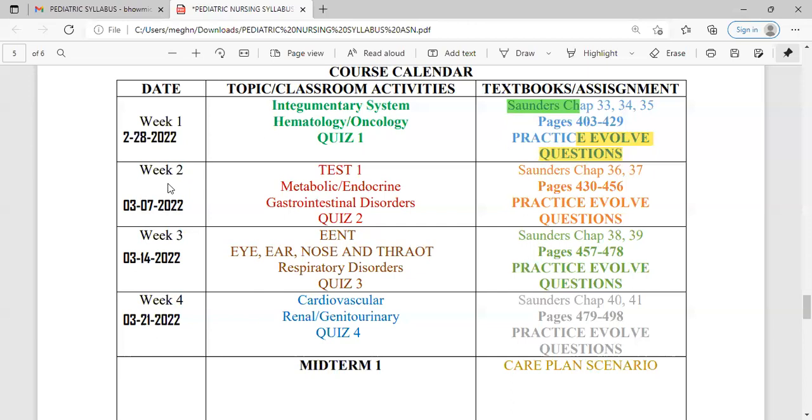Week 2 means next Monday, we will talk about metabolic, endocrine, gastrointestinal disorders, also quiz 2. So quiz 1 in week 1, quiz 2 week 2, quiz 3 week 3. So where will I get this quiz? We will get this quiz from Google Classroom, right?